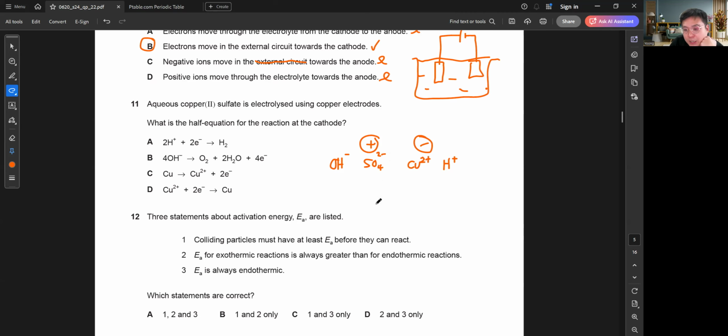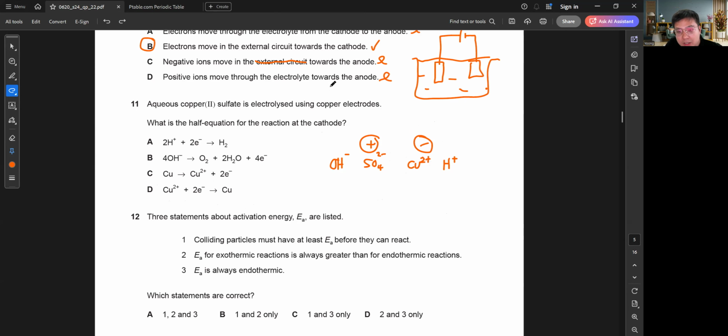So what's the half reaction at the cathode? Cathode is the negative side. Who will get chosen? If you have the electrochemical series, copper is lower than hydrogen ion. And please remember, in electrolysis, we choose the lowest ion. Okay, so Cu2+. Do be careful. The one that we want to choose is Cu2+.